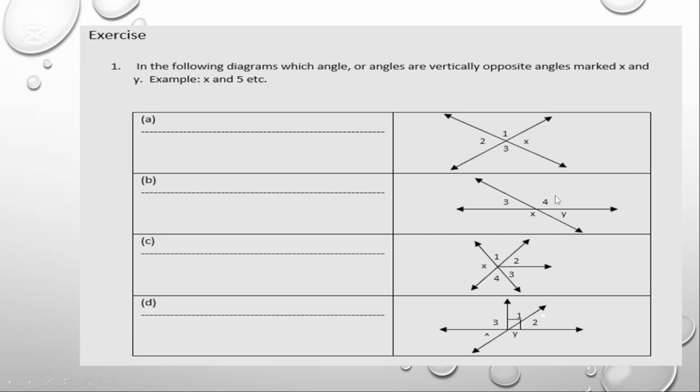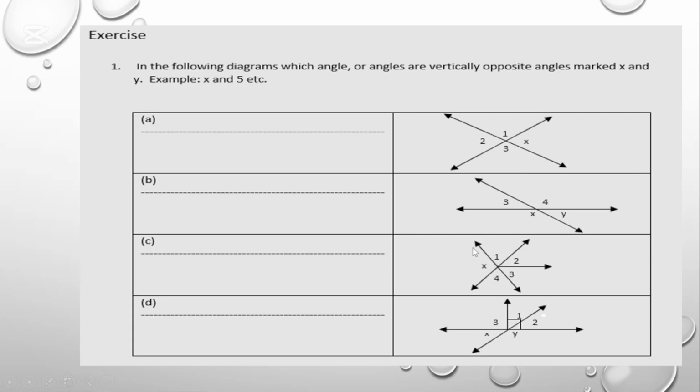Okay. 4. You see, this line and that line intersect. So Y is vertically opposite which angle? And X is vertically opposite which angle? Write it down.